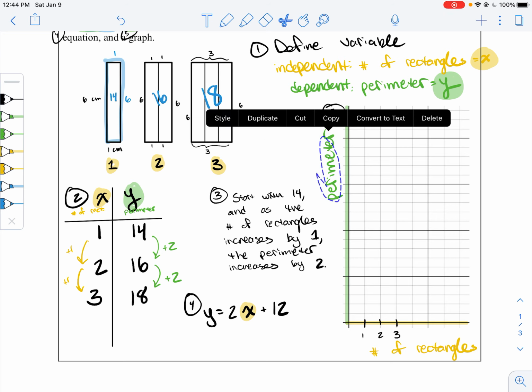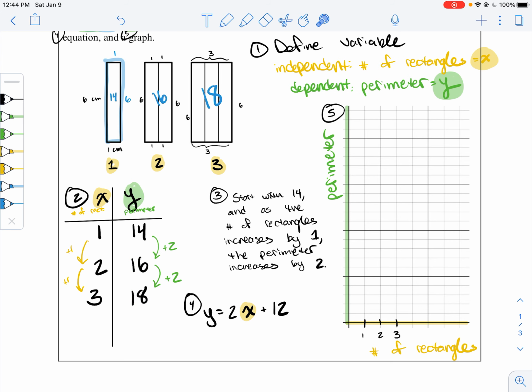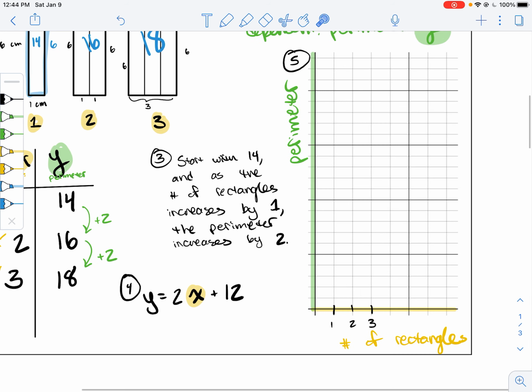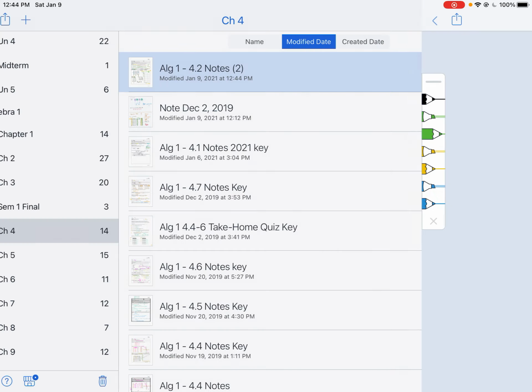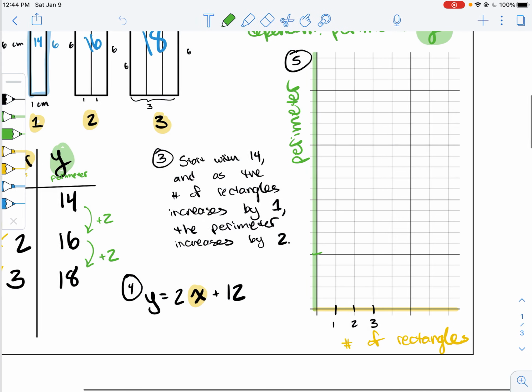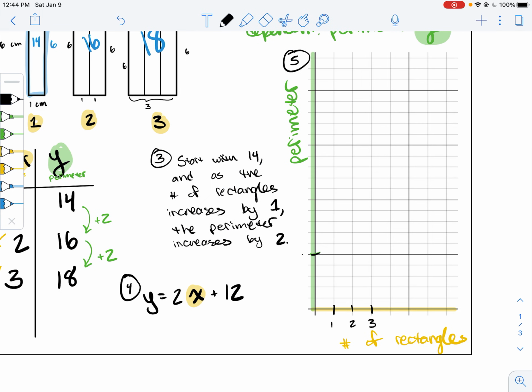And our perimeter goes 14, 16, and 18. So we have 5, 10, 15, 20. That'll fit. Excellent. So we label these as 5, 10, 15, and 20.